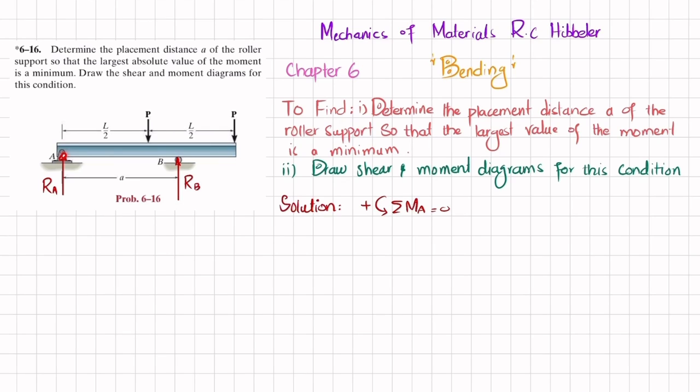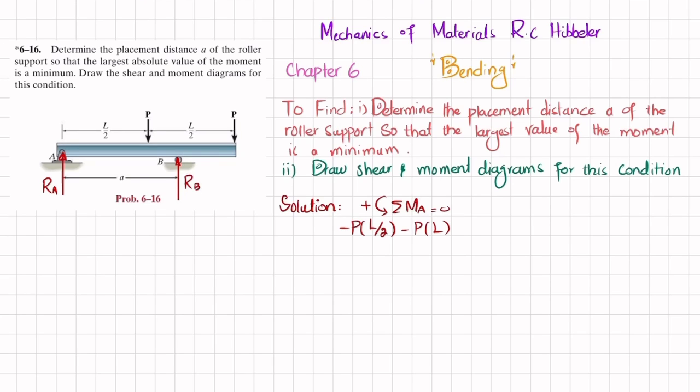So about point A, the first moment is P into the perpendicular distance L by 2, and this is producing clockwise, so it will be negative. So I will write minus P into L by 2. The second moment about point A is this P, and the perpendicular distance is L by 2 plus L by 2, that is L. And this is also producing clockwise, so it will be negative. So minus P into L.